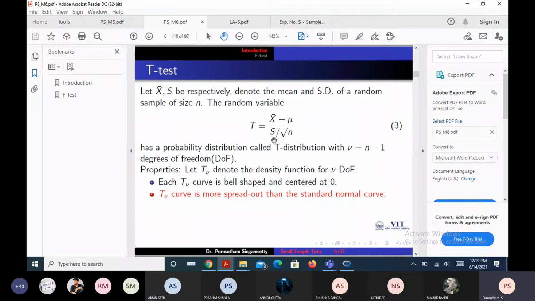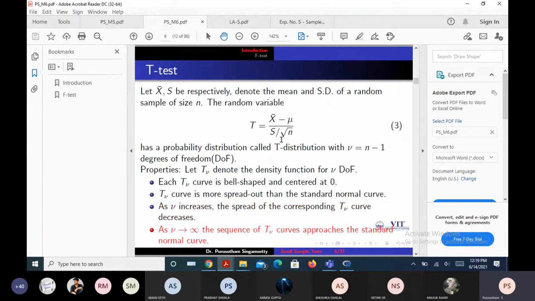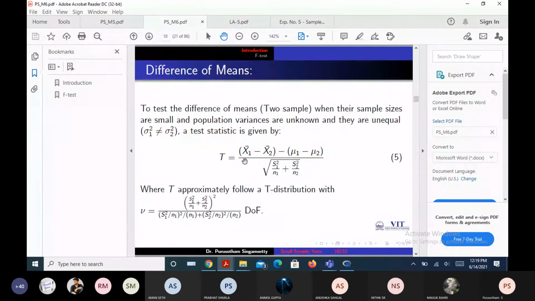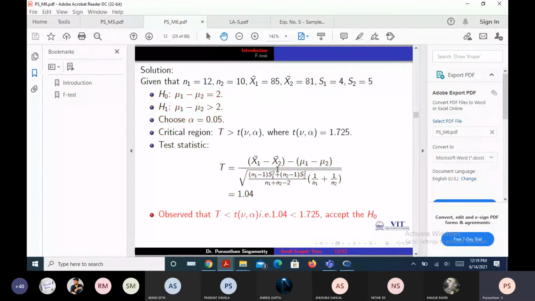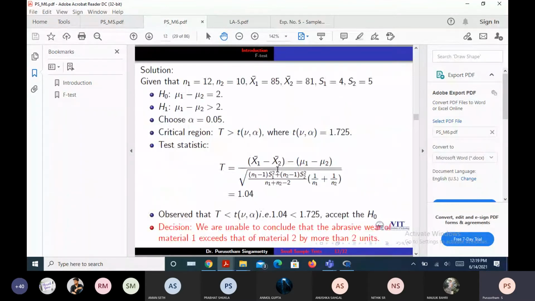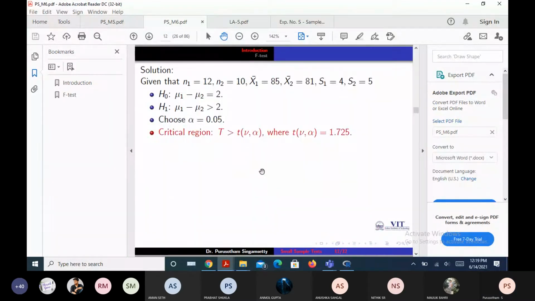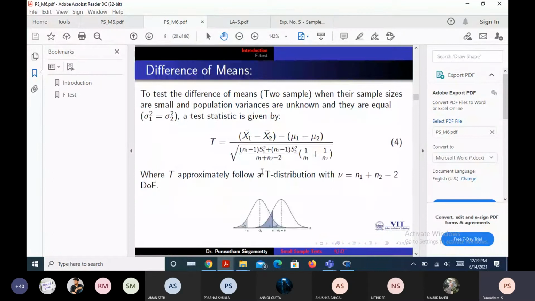Now, for the single sample case, this we are going to use. And for difference of means, we are going to use this formula. And one more formula we have for difference of means, this one. There are two formulas for difference of means.